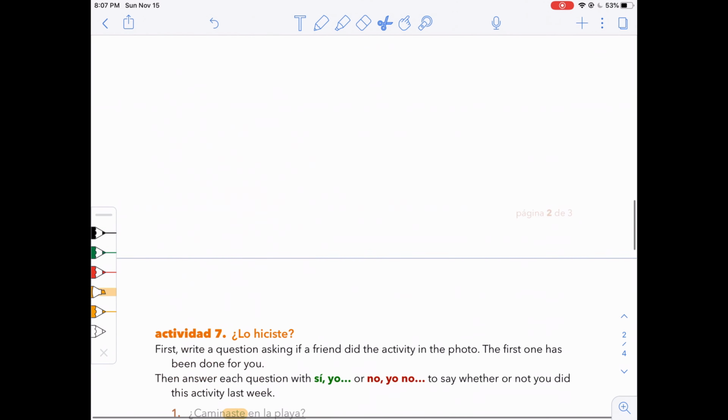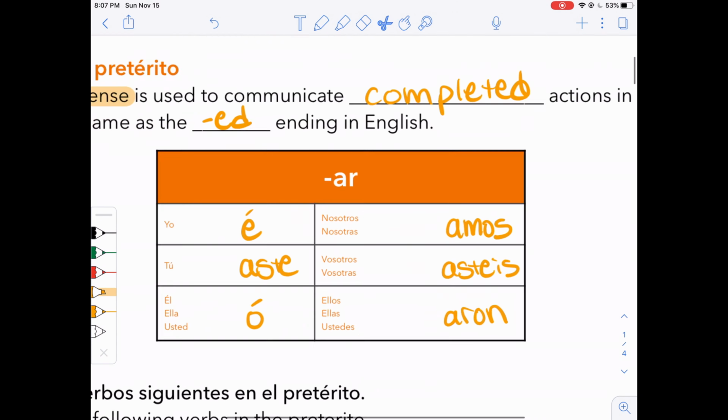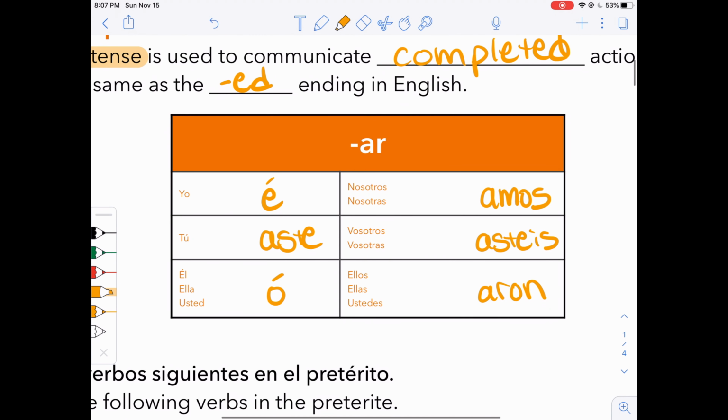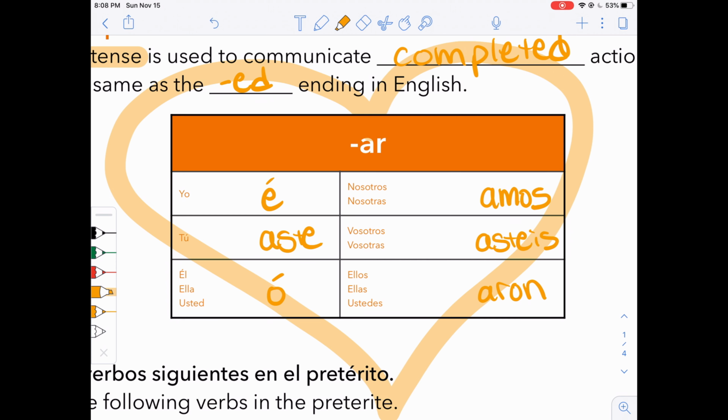There you have it. There's the preterite. Memorize this chart. Love it forever. We're going to be using it for the rest of the year. Have a fantastic time on the rest of your activities.